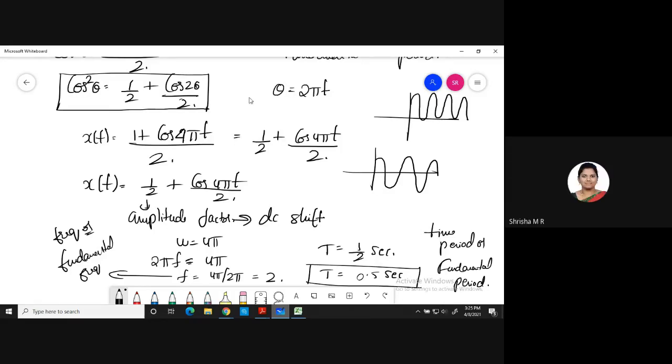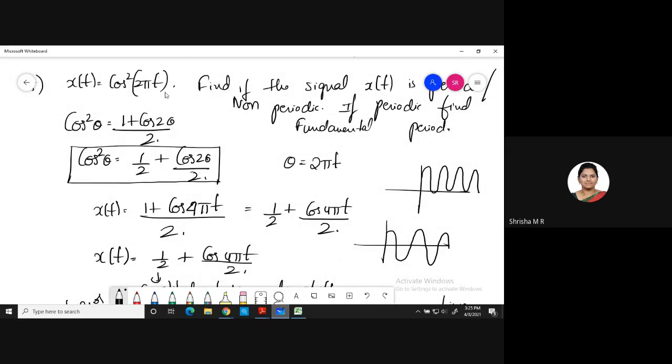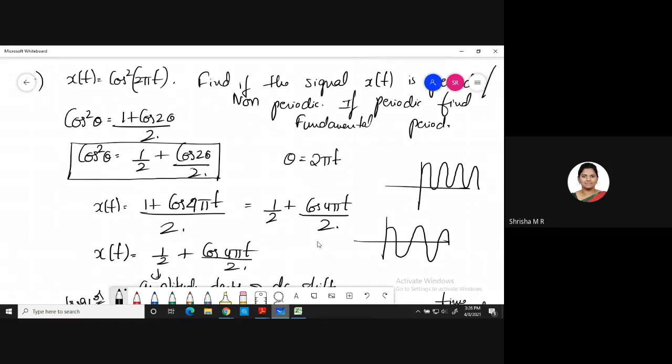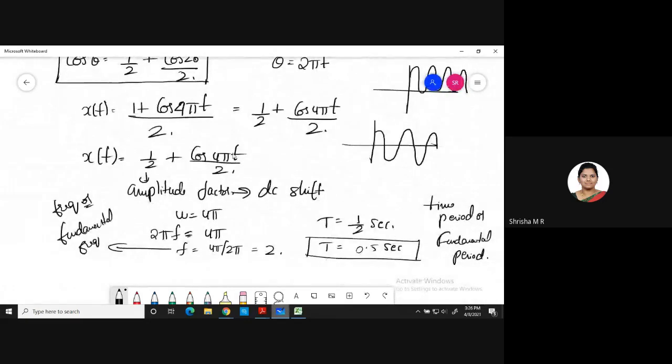Yes, ma'am. So if you have cos square theta, write it in the form of 1 plus cos 2 theta by 2. If you split this, you'll have half plus cos 2 theta by 2. Our theta is 2 pi t here. So 1 plus cos 2 into 2 pi t by 2. So you get 1 plus cos 4 pi t by 2. Splitting similarly, you get half plus cos 4 pi t by 2. So this is our x of t. We have just simplified this using this. So you have half plus cos 4 pi t by 2.